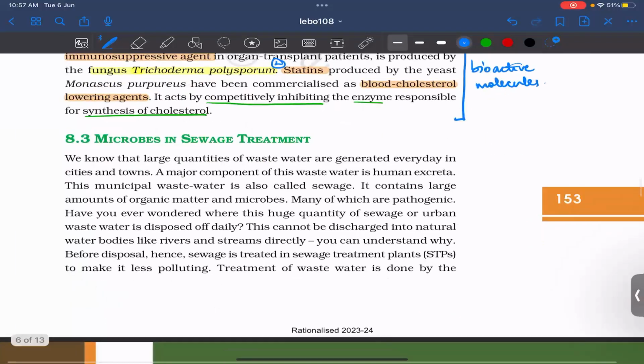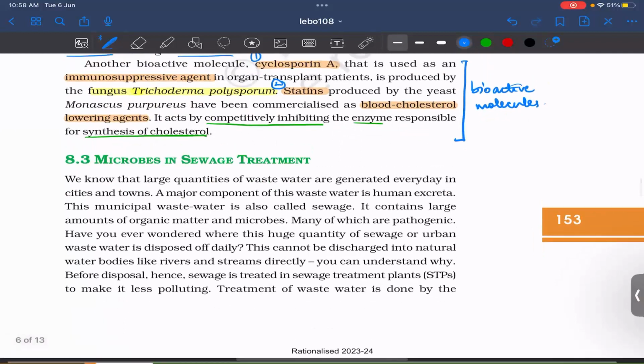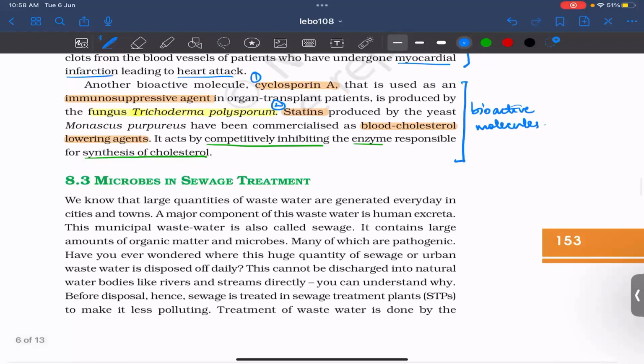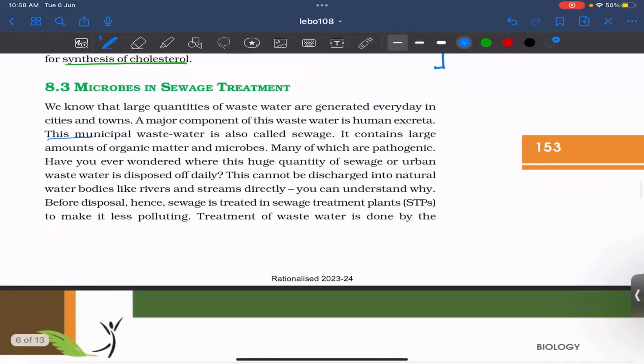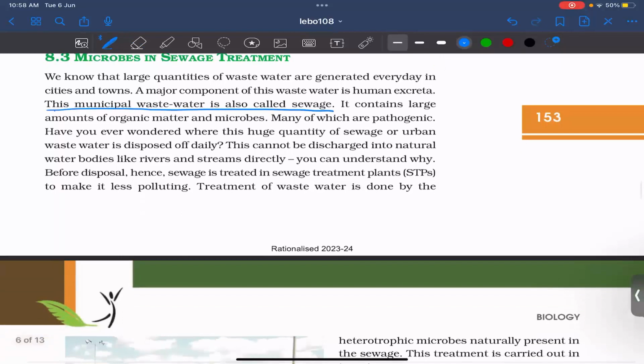Now next we will discuss sewage treatment. You need to remember this line: the municipal wastewater is called sewage. Sometimes you are asked for the example of sewage, so you can write this as it is. A proper definition should also include the organic matter and the BOD. Now, where is this treated? It is treated in the sewage treatment plants, STPs.